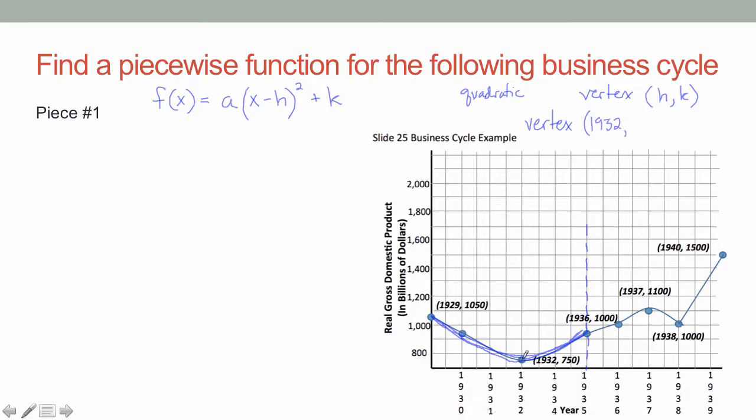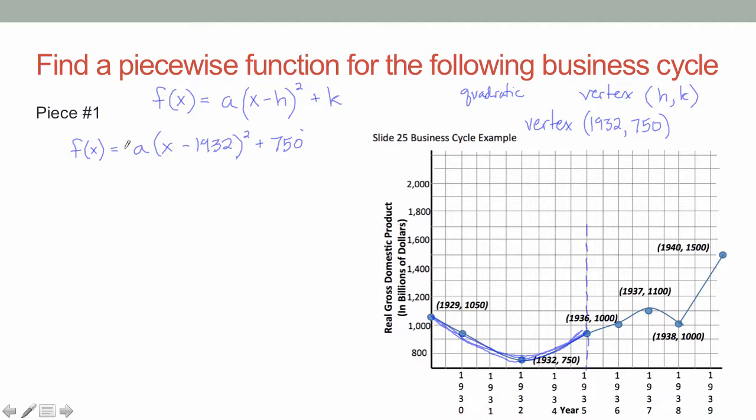There was a value of 750. That was the gross domestic product, 750 billions of dollars. That's how much our country produced that year. All right, we got a vertex. That's my h and k. So if I start to fill things in, we've got my function f of x equals some constant a times (x minus h), where h is the x value of the vertex, I'm going to put in 1932, squared plus k, the y value, 750. Now we're fixing our parabola to go through that exact point and calling it the vertex.